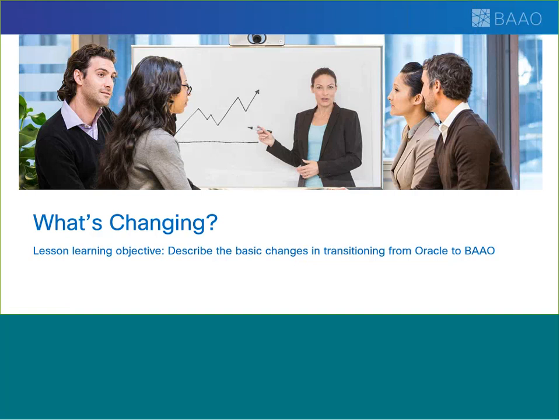First, what's changing? In our first module, we will introduce the Business Analytics and Award Optimization platform, otherwise known as BAAO. To begin with, we'll describe how this is going to change and improve the way suppliers interact with Cisco during the negotiation and quoting cycle.